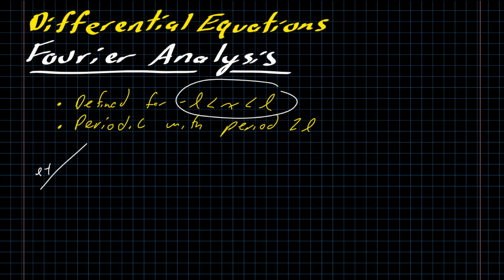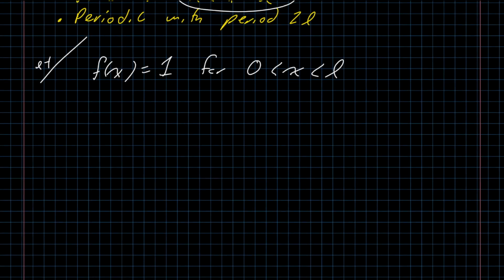So for example, let's consider the function f of x equals 1, for 0 less than x less than L. That's about as simple of a function as I can come up with, and still interesting enough to do something with here. Well, if that's the function we have, the immediate thing you should recognize is that this is not defined on that symmetric interval from negative L to L. It's just defined from 0 to L. And so we have to make a choice.